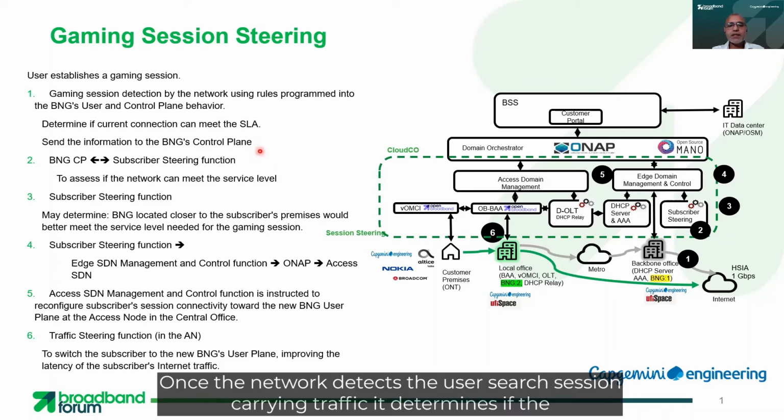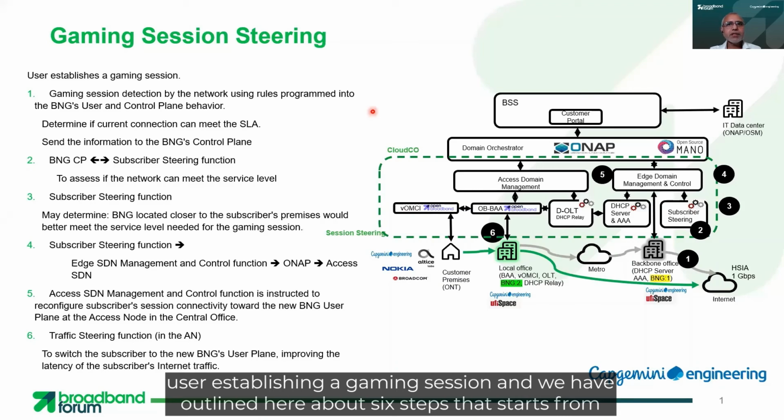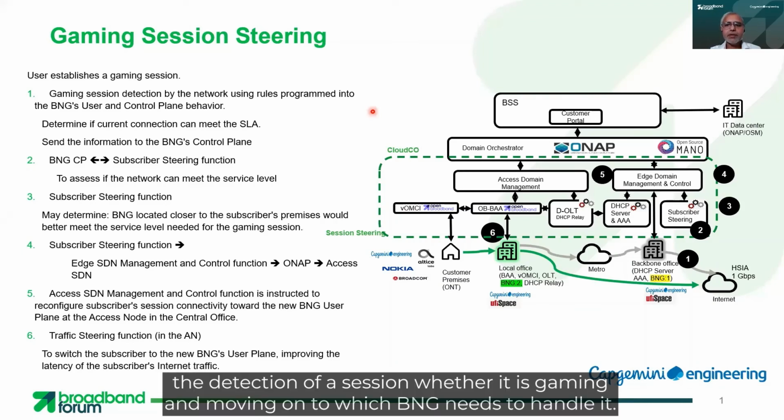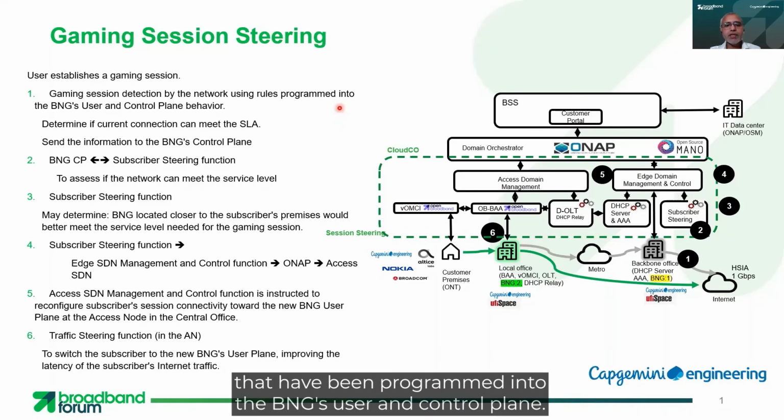Once the network detects the user session carrying gaming traffic, it determines if the current connection can meet. Let us look at the gaming session steering itself. It starts from the user establishing a gaming session, and we have outlined here about 6 steps. That starts from the detection of a session, whether it is gaming, and moving on to which BNG needs to handle it. To start with, as step 1, the type of the session is detected by the network using the rules that have been programmed into the BNG's user and control plane.